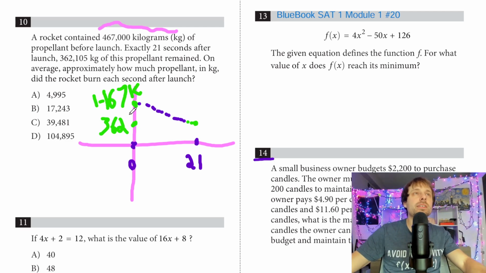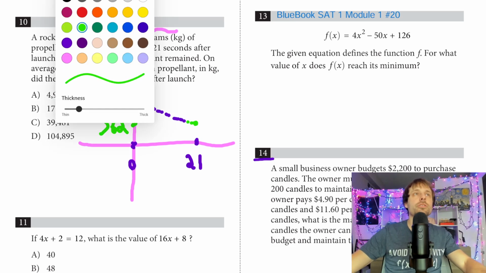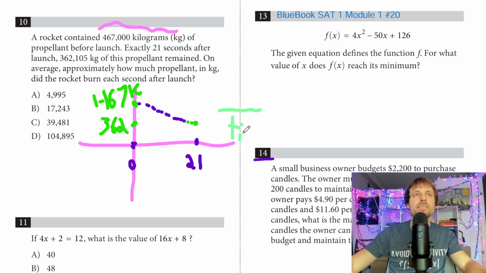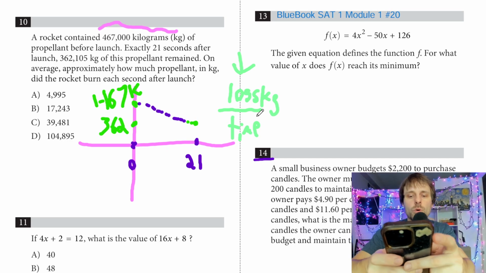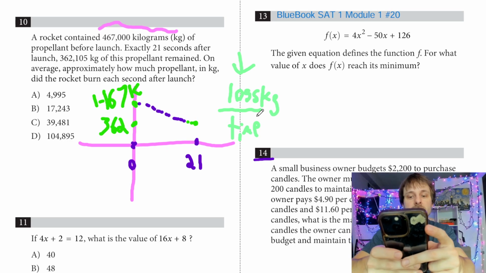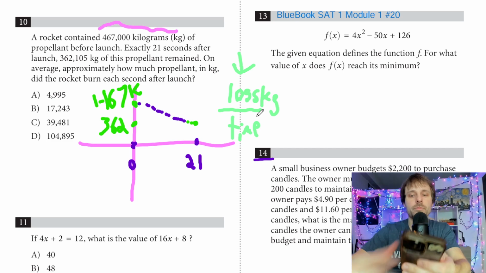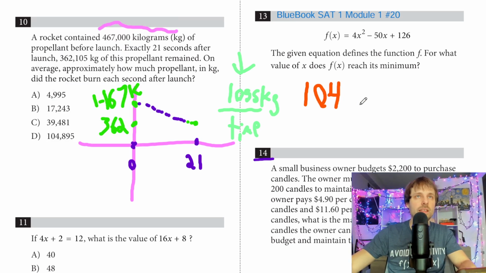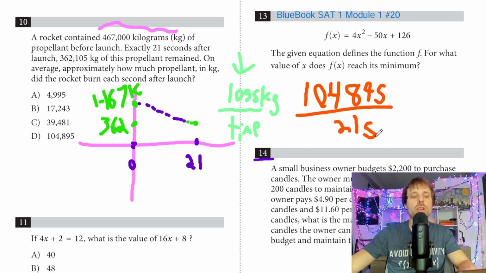Approximately how much propellant did it burn each second? So they're just trying to find a number that's not too hard to discover here. I want to look at how much time has passed, and I want to look at how much loss I've had of kilograms, right? So if I've lost 467,000 minus 362,105, I've lost 104,895 over 21 seconds. So you can see it's not that bad.